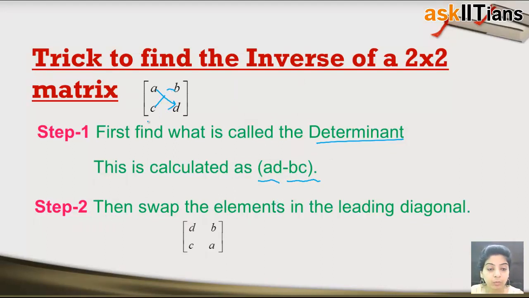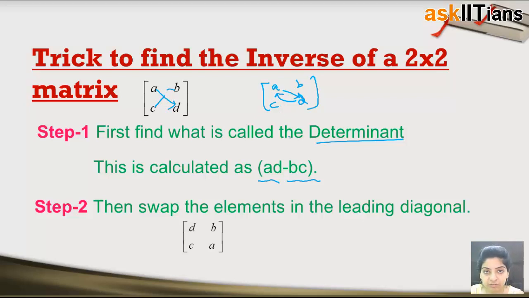So if you remember, what did I do in my previous session? I have a matrix A, B, C, D. In order to compute its adjoint, what we did was we interchanged these two elements, right? First interchange the main diagonal elements and then negate the rest of the elements in order to get the adjoint of a 2 cross 2 matrix.